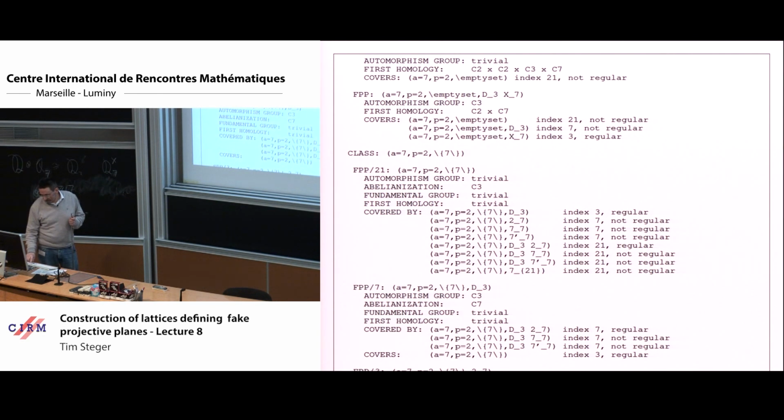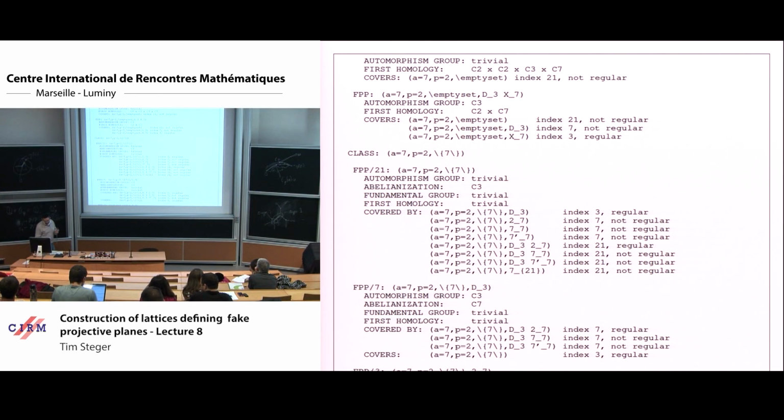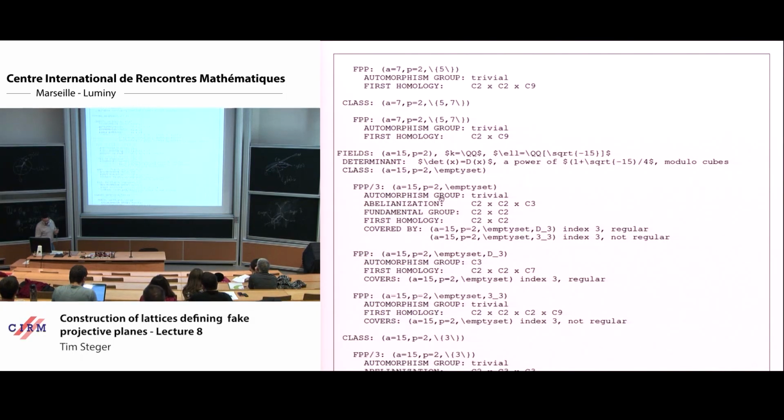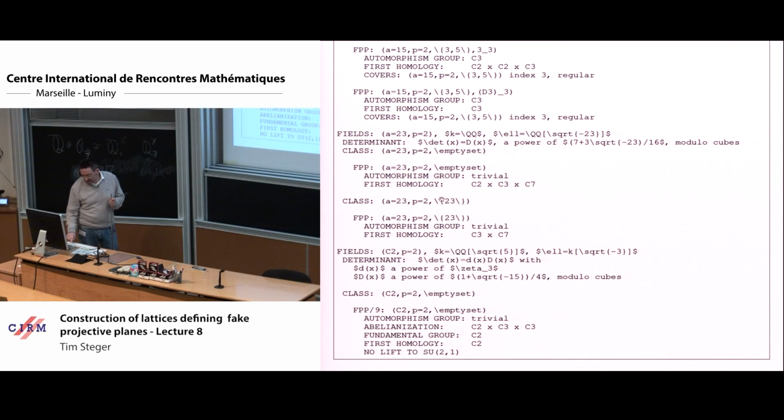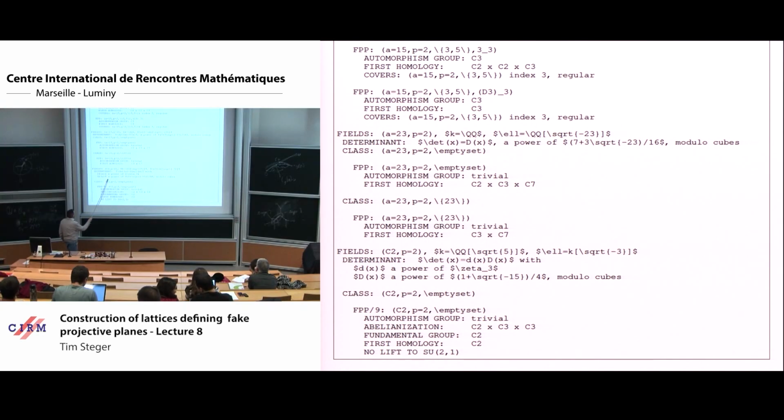All right. I believe I've explained everything that's needed here until we get to the example C2. Okay.